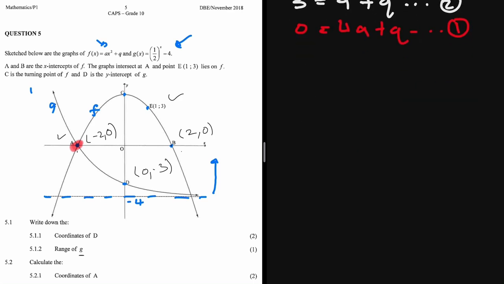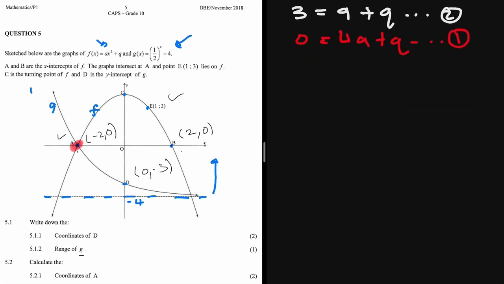Now if I'm looking at these 2 equations of mine, which variable can I get rid of? I can see I can get rid of the q here, because if I say the equation at the top minus the equation at the bottom, q will cancel out with q and disappear. So let's do that. We say 3 minus 0, then we have 3 here. And then a minus 4a gives us negative 3a.